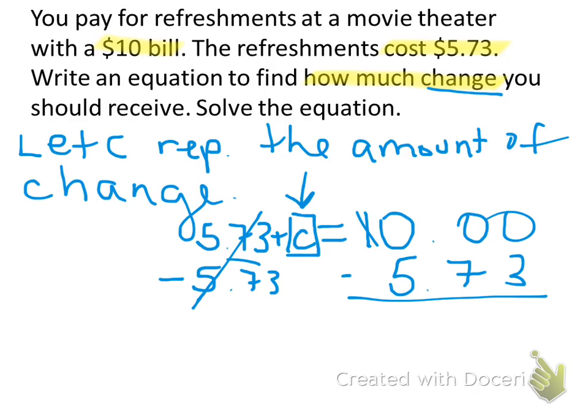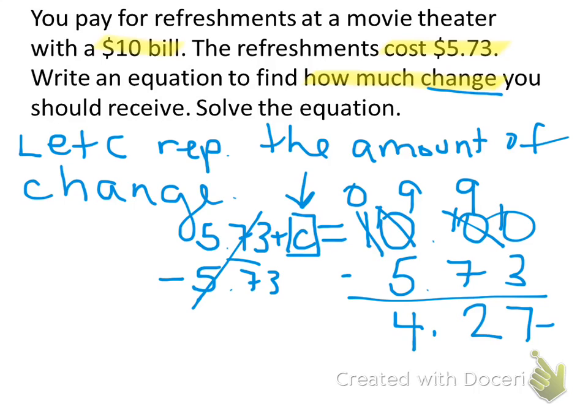Subtract this. I need to borrow from this 1 of 10. That becomes 9. 10 becomes 9, 10. 10 minus 3 is 7. 9 minus 7 is 2. Then we put our decimal spot in. 9 minus 5 is 4.